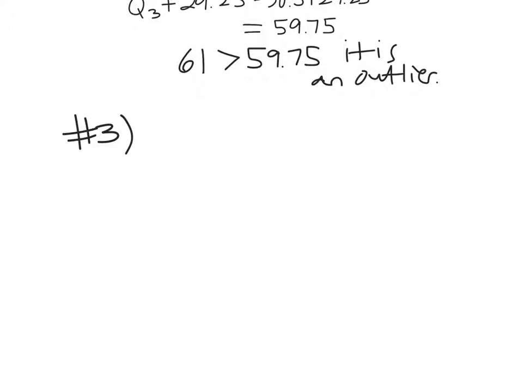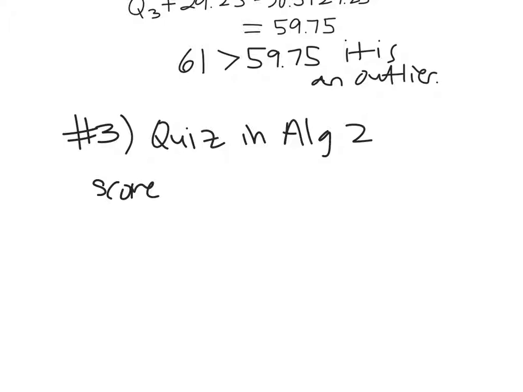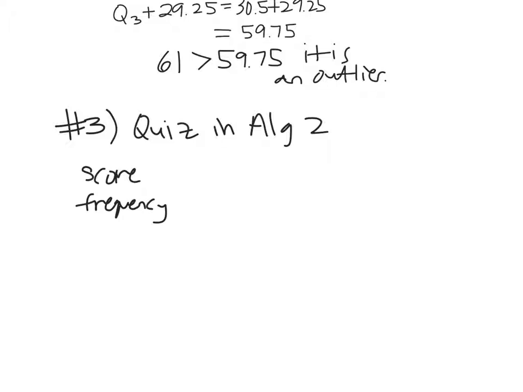Now, suppose that I'm giving a quiz in Algebra 2. Okay? And for this quiz, I have a score, and then I have a frequency. Score and a frequency, okay? So, for example, let's say that 26 people got a 26 on this last quiz.